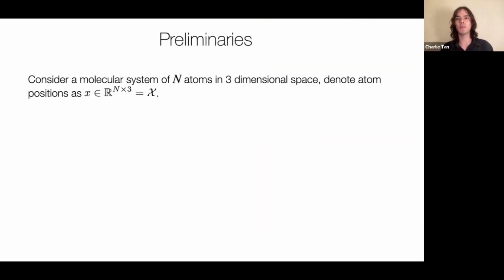To get straight in, the problem setting. Let's define some preliminaries. Consider a molecular system of n atoms in three-dimensional space, and we're going to denote the atom positions as x. This is in R^(n×3), also calligraphic X.